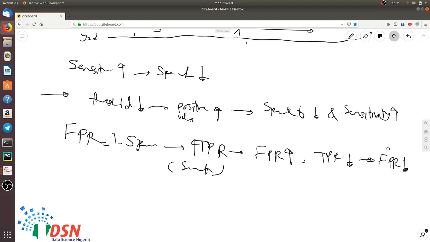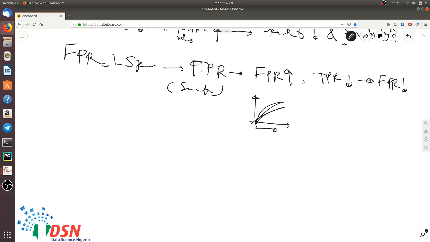Okay, and we have also seen this fact in the ROC curve. We have something like this, an increasing plot, so it means that when you increase the false positive rate, the true positive rate increases. Okay.